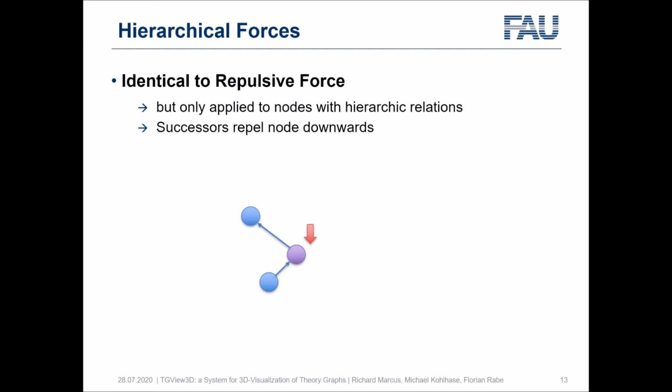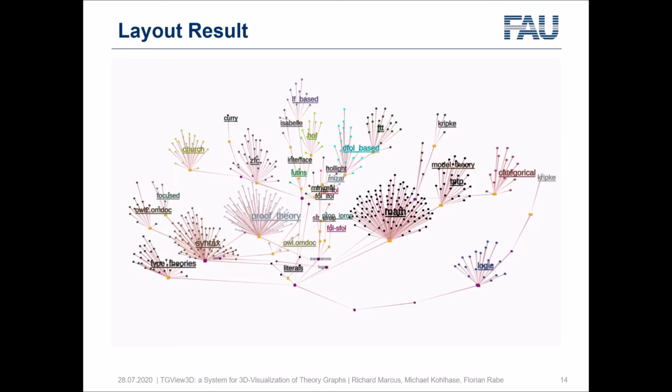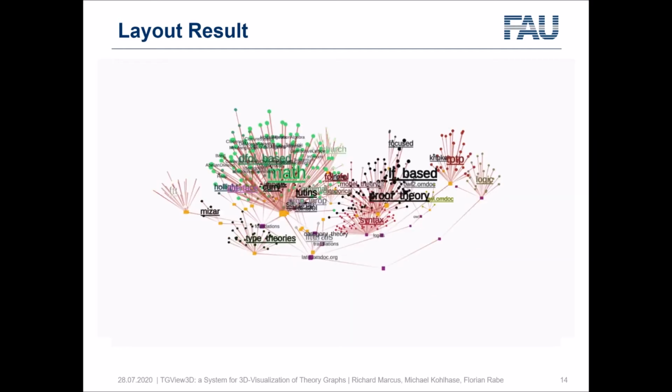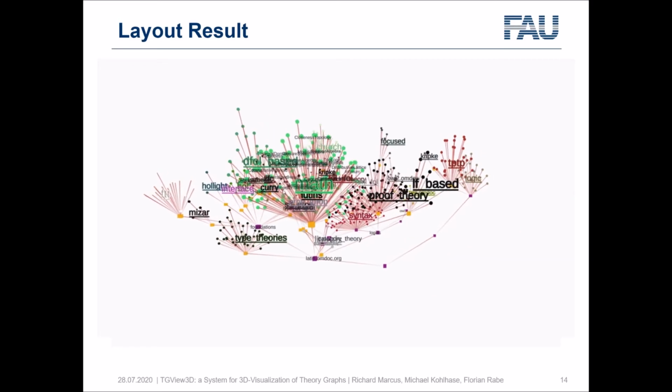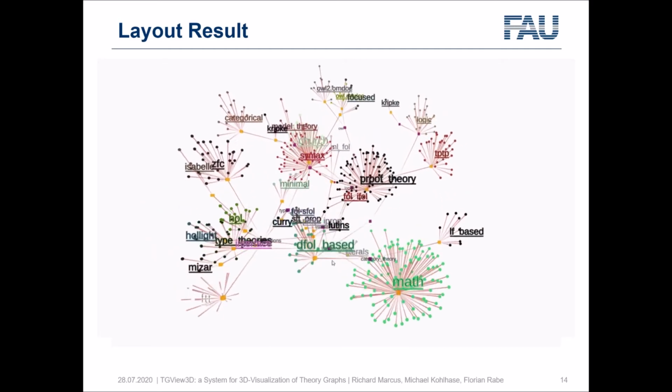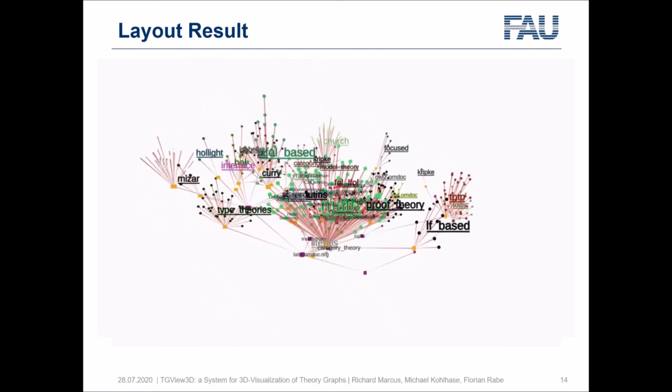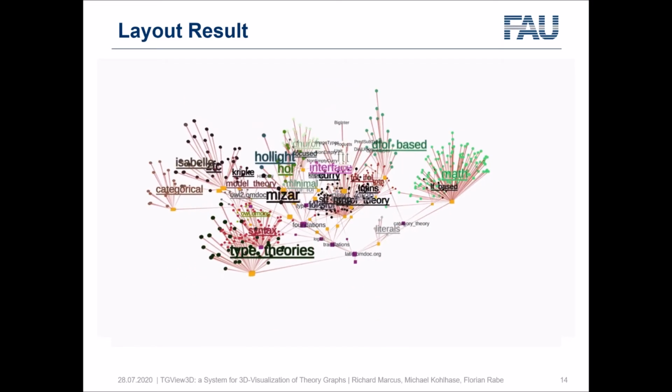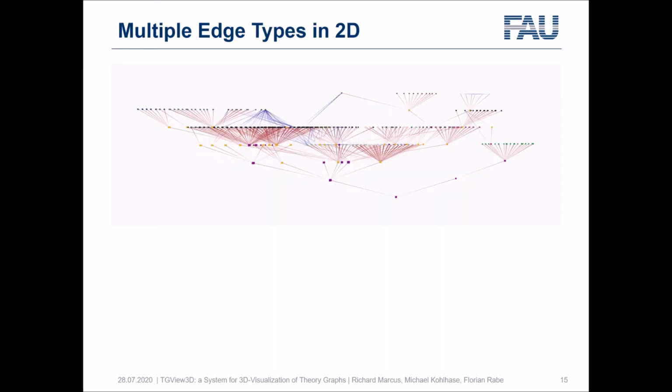Then successors repel a node downwards and predecessors repel a node upwards. Then we get a layout like this, which is way more compact compared to the layer-based layout that stretched the graph really wide.